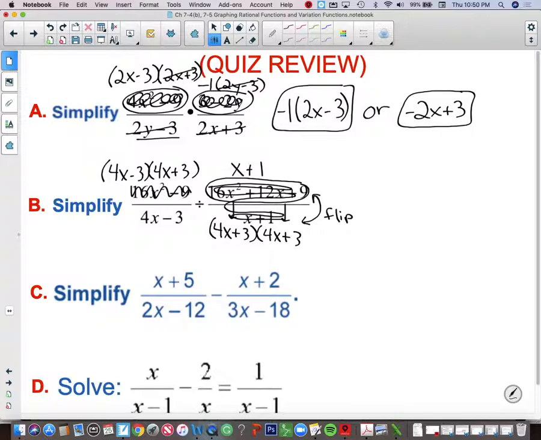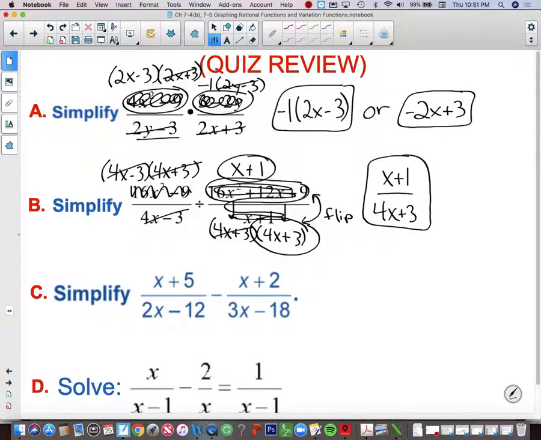And now we can start canceling stuff. So I have a 4x minus 3 here and here. I have a 4x plus 3 here and here. So all that I'm left with is the x plus 1 on top there, and that other 4x plus 3. And that is all.